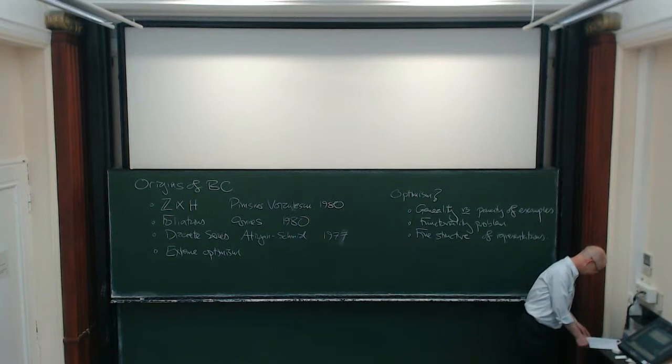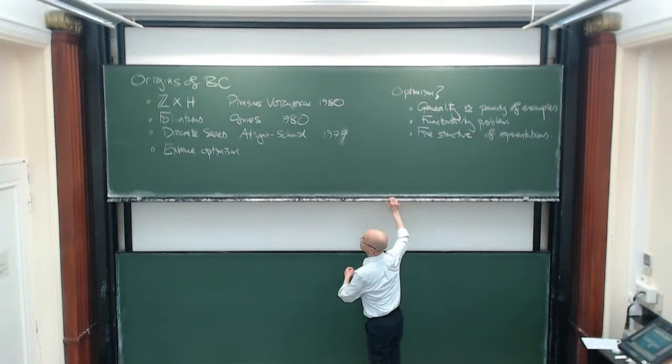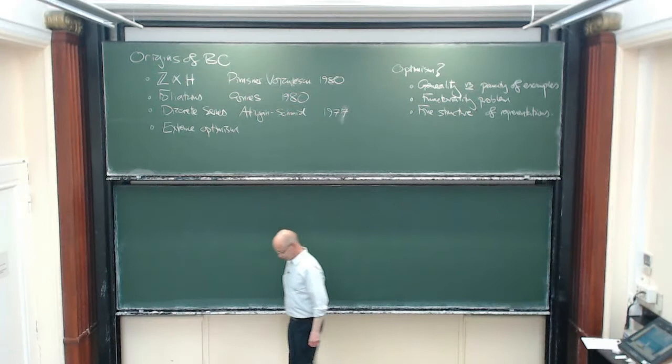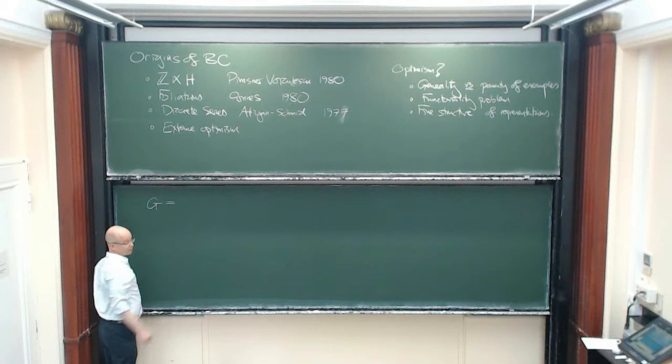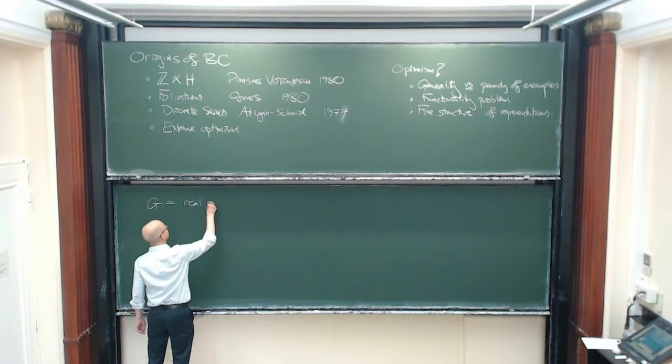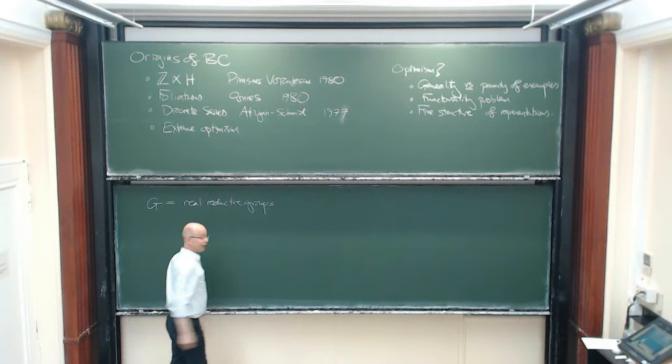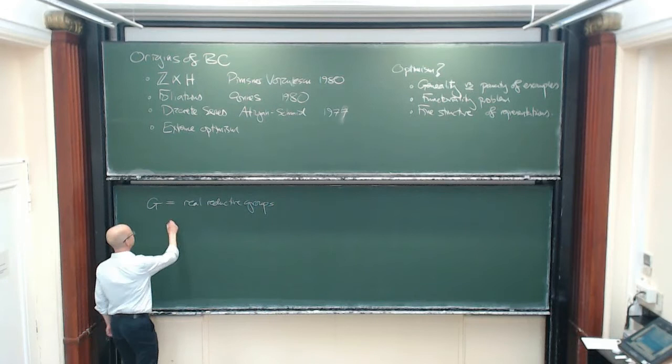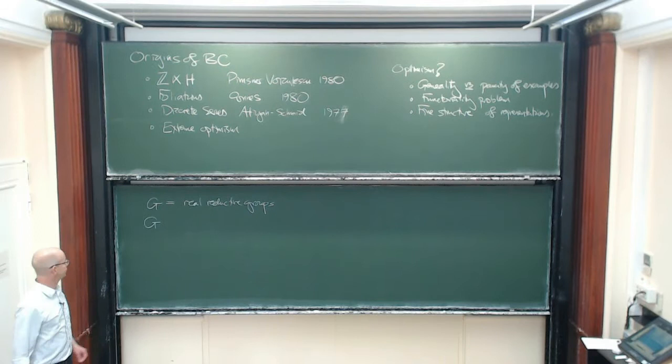Now, in representation theory, maybe I should start by describing the types of groups that I want to be talking about. These are called real reductive groups. And the actual definition of this class is a total pain in the neck. So let's just deal with a small subclass, a rather large subclass, but enough for our purposes.